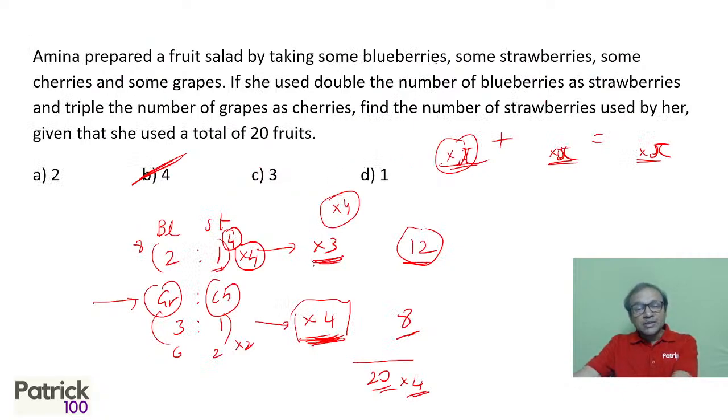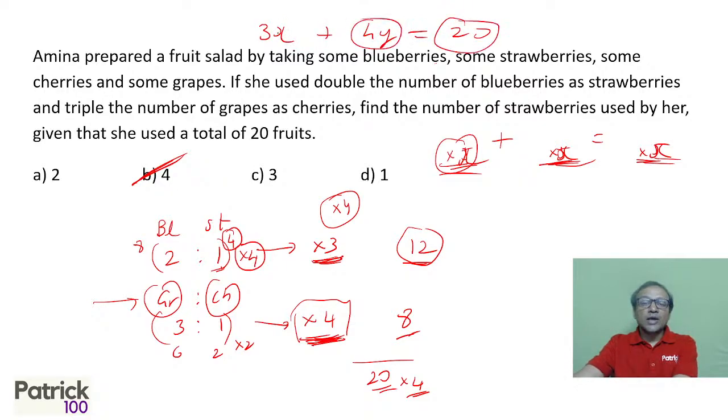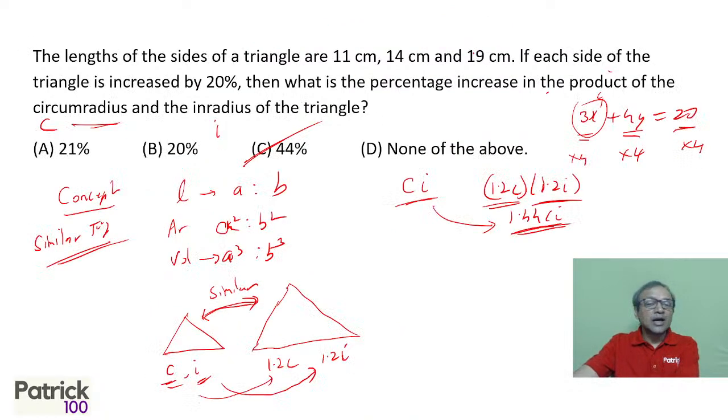Then we use multiples. If one number is a multiple of x, the second is a multiple of x, the sum also is a multiple of x. So use that concept. As someone pointed out, the first is a multiple of 3, so 3x. The second is a multiple of 4, so 4y. Total becomes 20. Since 20 is a multiple of 4 and 4y is a multiple of 4, 3x should be a multiple of 4, so x can be 4. Use that to substitute and get the answer. And lastly, we use similar figures.